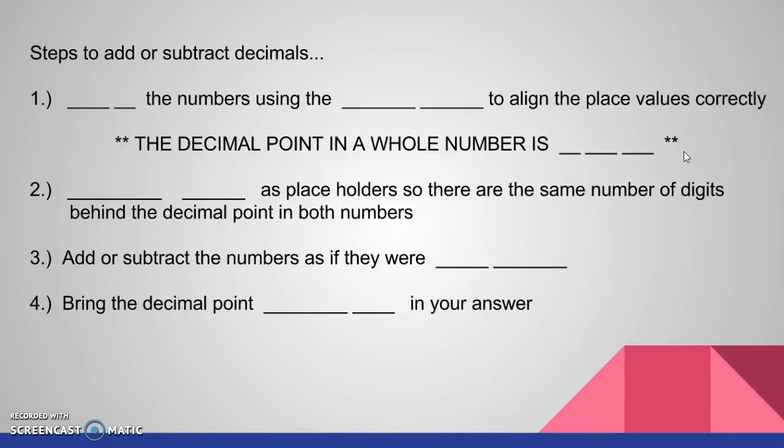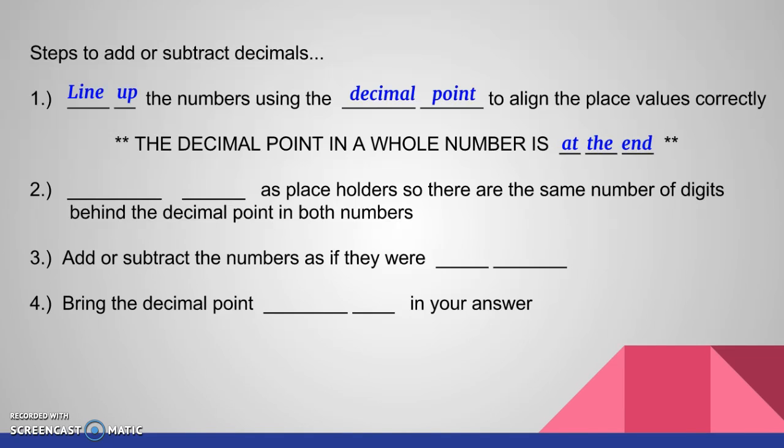Okay, so now let's take a look at your guided notes, and we're going to see how well you did on filling these out. So the first thing that we do when we are going to add or subtract decimal numbers is we have to line up the numbers. Now we could use a place value chart, but we don't always have to use a chart. We could just use the decimal points. If you line up the numbers by their decimal points, that ensures that you align the place values correctly. The key thing here to remember, big bold letters here, is that the decimal point in any whole number is always at the end.